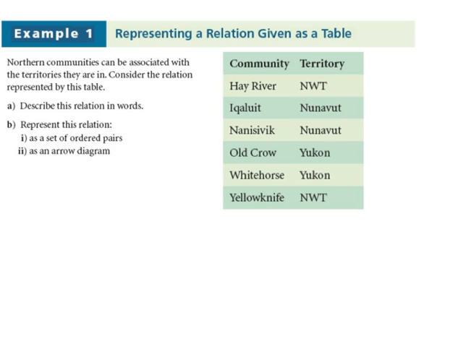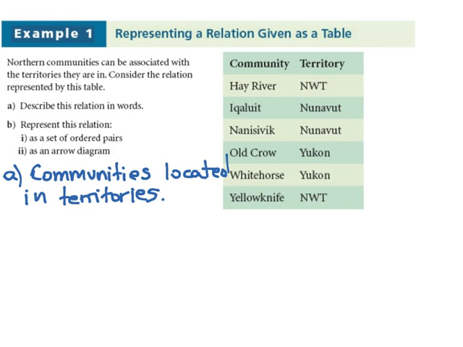Northern communities can be associated with the territories they are in. Consider the relation represented by this table. So let's take a look at the table. We have communities such as Hay River, Iqaluit, Nanisivik, Old Crow, Whitehorse, and Yellowknife, and they're located in the territories of Northwest Territories, Nunavut, and Yukon. The first thing we're going to do is describe this relation in words. The relation describes communities located in specific territories.